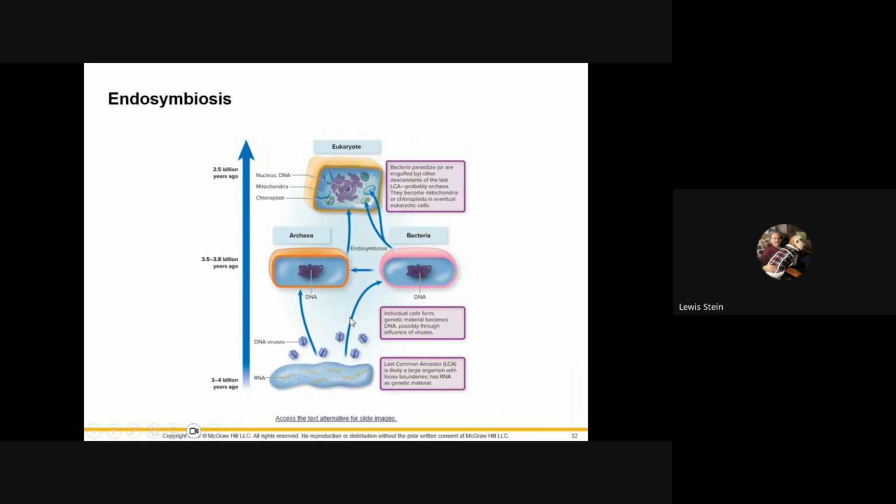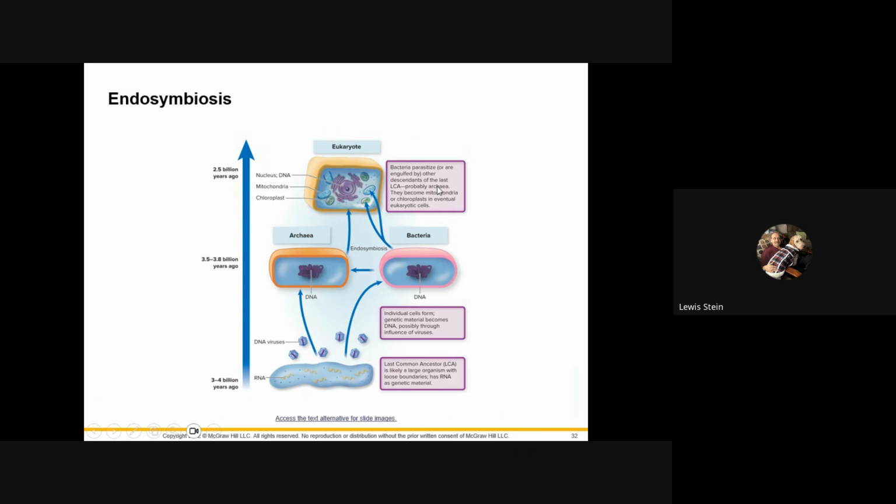Nevertheless, effectively now you have DNA, and probably what happened is this: most likely some kind of archaea, which was more likely to survive, rather than be infected by a bacteria per se. Endosymbiosis means this cell was invaded and, rather than destroyed, it was incorporated. That's the idea. That was probably the initial bacterium, parasitized or engulfed by another descendant of that LCA, probably an archaeon.